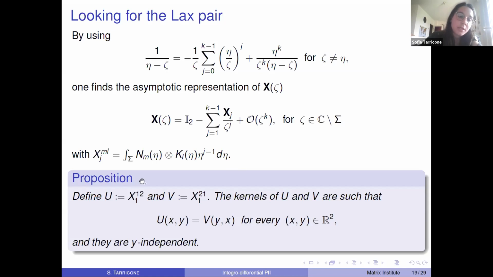Okay, so in particular, we define these two operators on H1, U and V, that do not depend on the complex parameter, as the off-diagonal entries of the first asymptotic coefficient of X, so X1,1,2 and X1,2,1. And these two operators acting on H1 have kernels with this symmetry property. So they are related to this equation, and moreover, they both are Y independent. And this will be very useful in the second part of the talk. So that's it for all the properties of the Riemann Hilbert problem that you have.